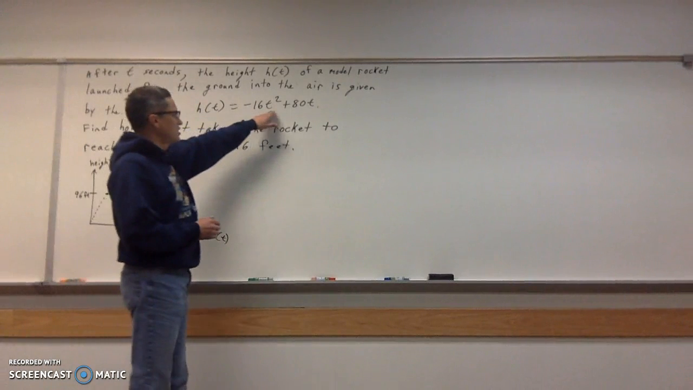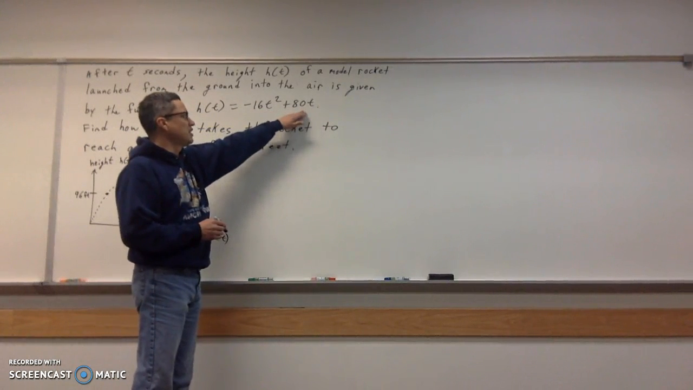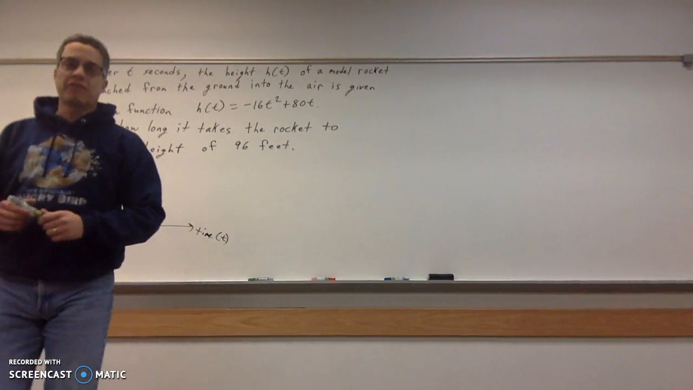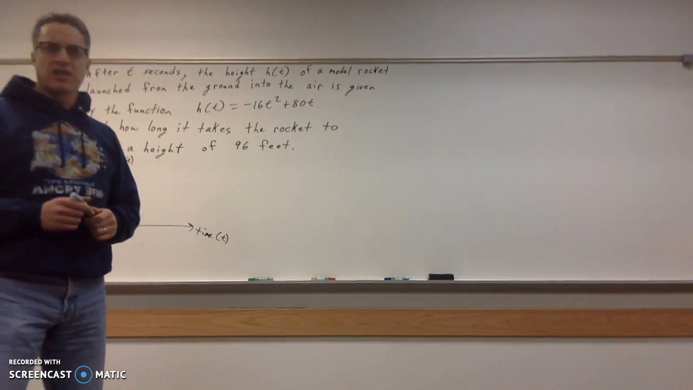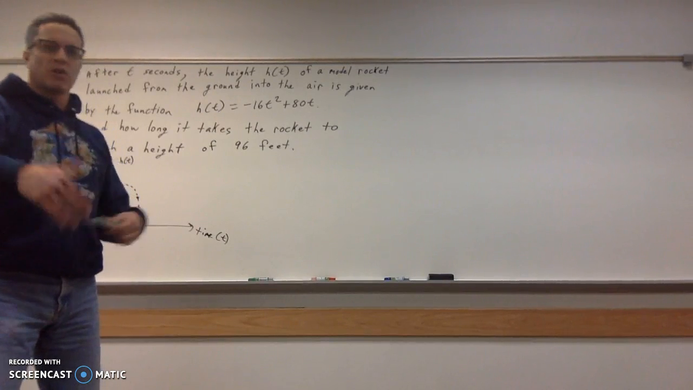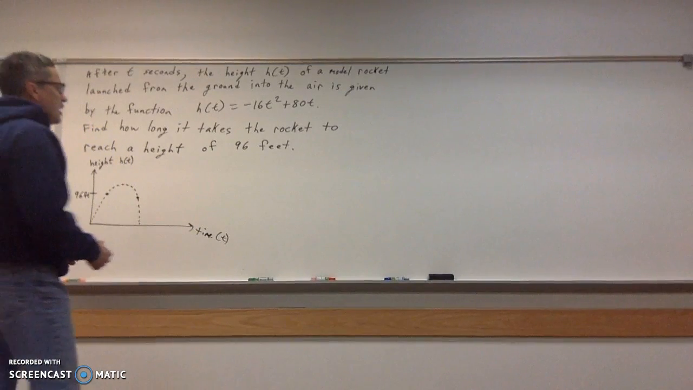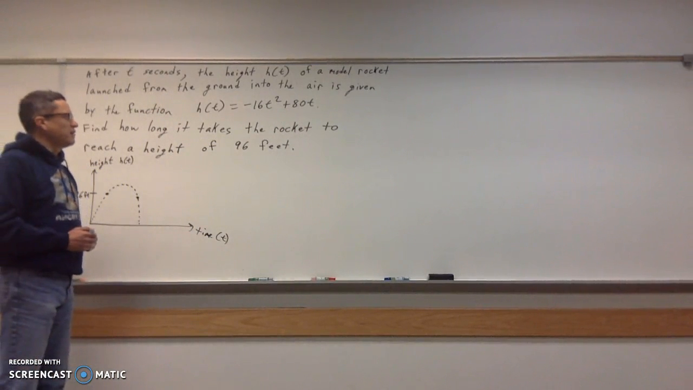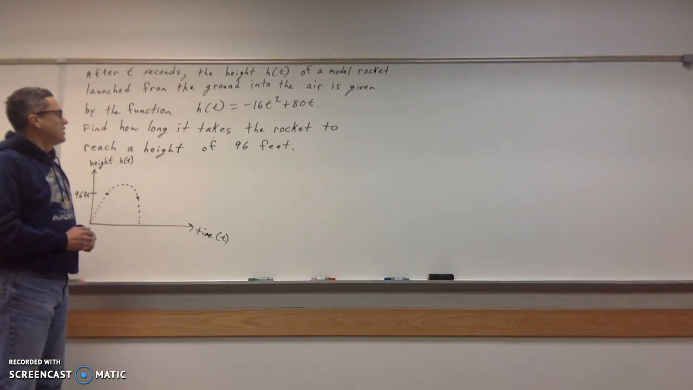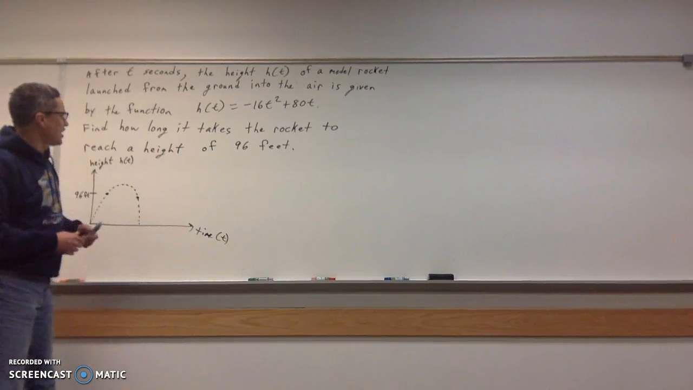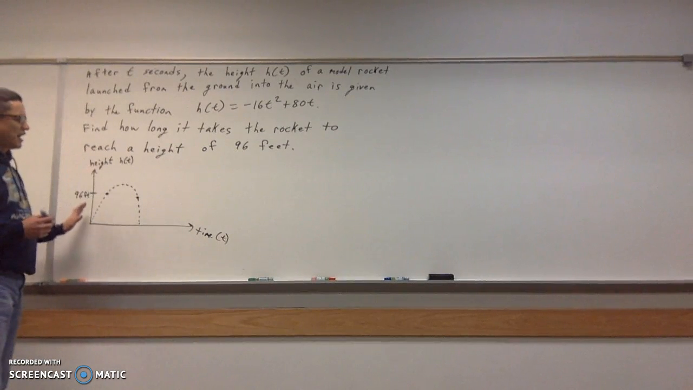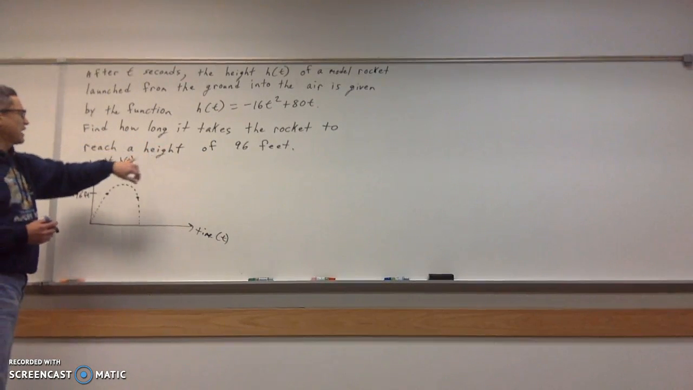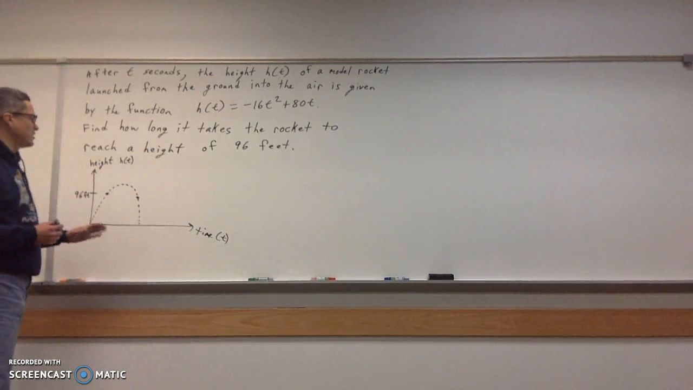H of t equals negative 16t squared plus 80t. The negative 16 is half of gravity, 32 feet per second squared, and the negative means it's acting downward, right, because gravity acts downward. And this 80, that's your initial velocity of this rocket, 80 feet per second in this case. T is time, h of t is height in a certain amount of time. We need to find out how long it takes the rocket to reach a height of 96 feet.